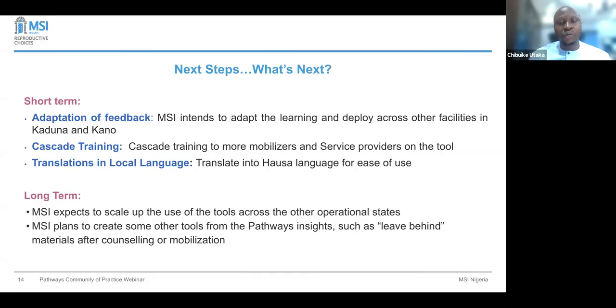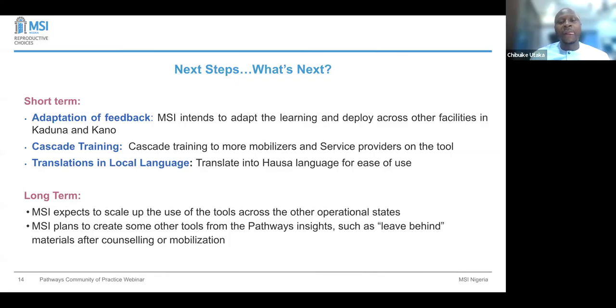Is something that we are also planning, and that's in the pipeline, should happen in a couple of weeks to come. However, in the long term, we are also looking at scaling up these tools across other operational facilities, beyond the 2 states where we have tested this tool.